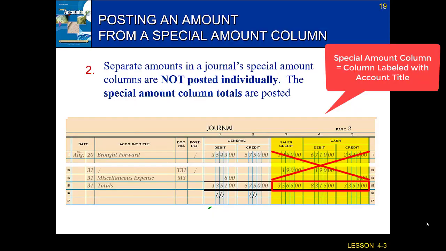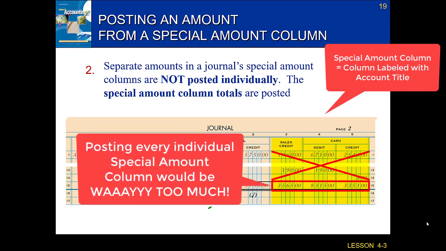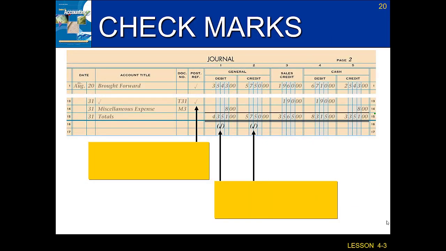And the reason we do the column totals rather than the single individual lines is that these are special accounts, which means they're used a lot. And if we had to post every single line, that would be a lot. So instead of doing a lot, we're just going to do one in posting the totals. So this rule is actually demonstrated with check marks in the journal.